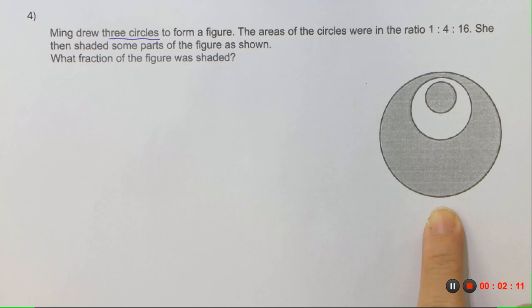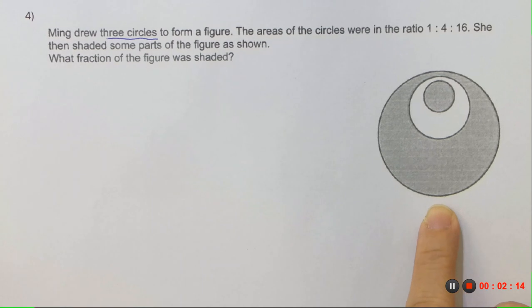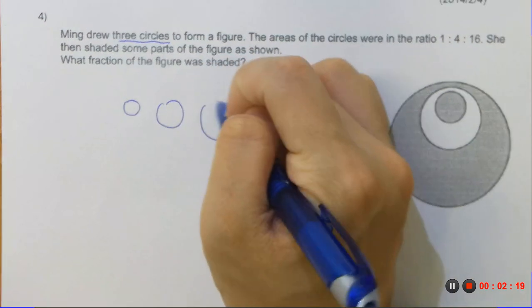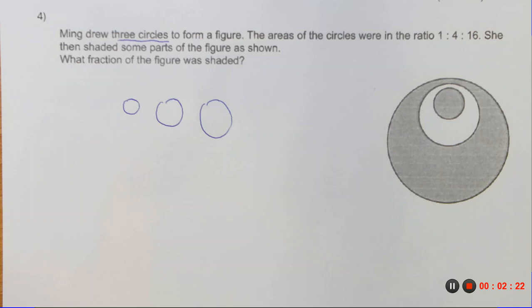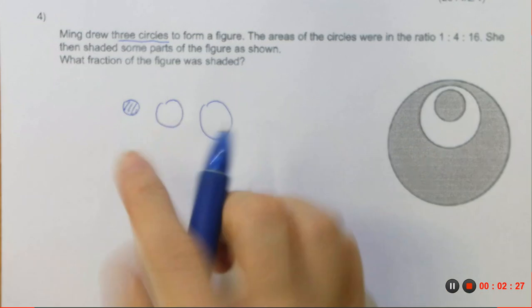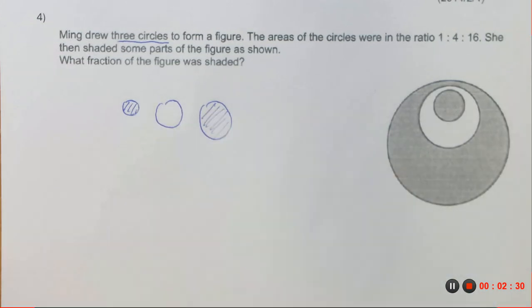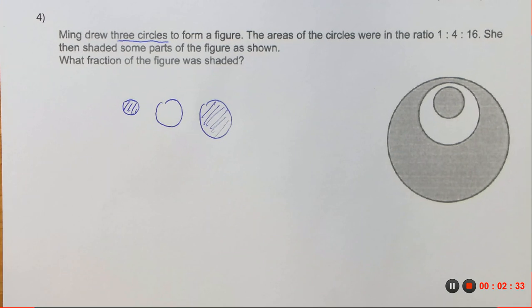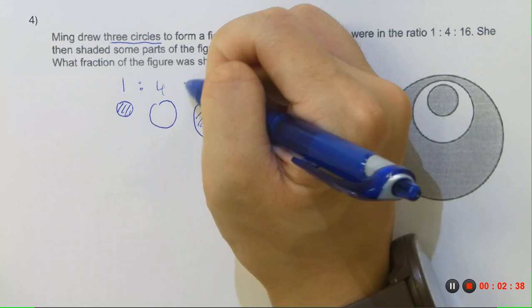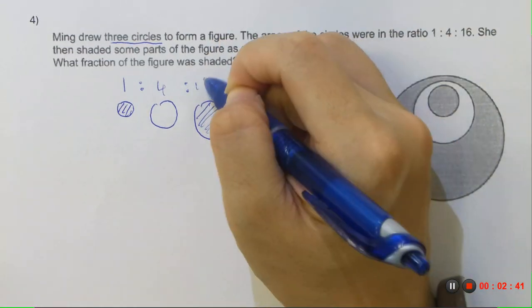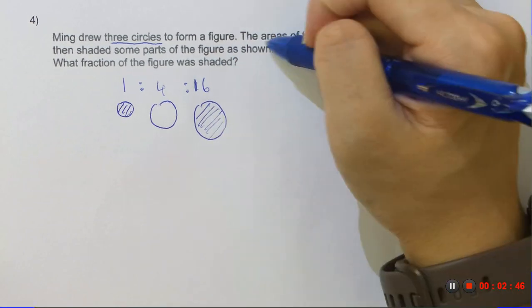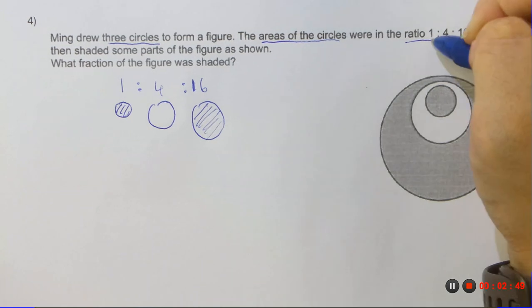Now, there are 3 circles. I can help myself to have a bit of an idea by drawing out the 3 circles. Small, medium, large. The small one is the one that is shaded. The medium one is the white one, and the large one is shaded as well. The ratios of the areas of these circles is 1:4:16.